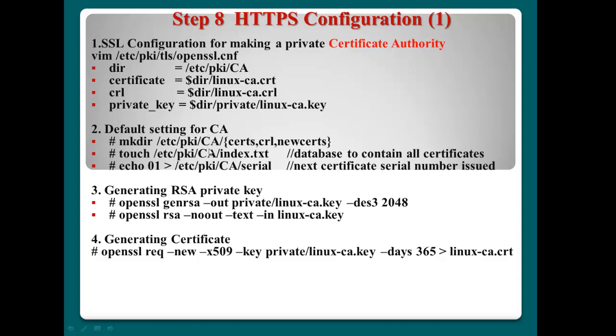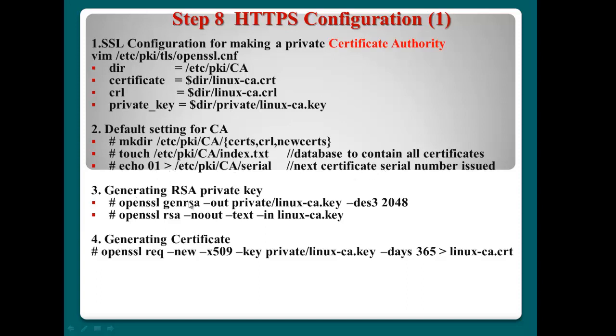If you go to this directory, you cannot find these files, so you need to make these files. The index.txt file is a kind of database file to contain all certificate information. And the serial file normally has the next certificate serial number. For example, at first, I will insert the number 01 like this. It means that if I make the first certificate, it will have 00, so the next serial number will be 01.